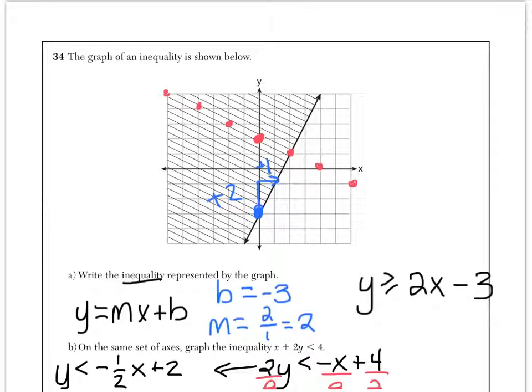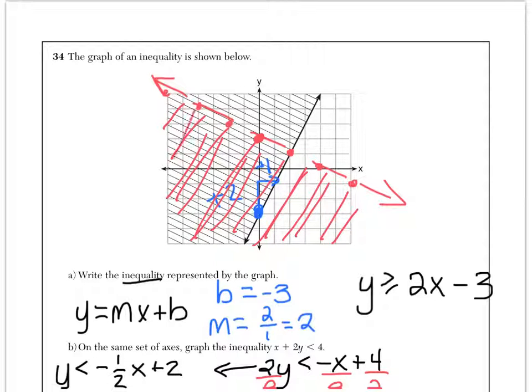Now some of you might have gotten your line going in the opposite direction, and that's because your slope should be negative and not positive, so just be careful. Then we are going to connect our points with a dashed line because we know that it can't equal y, and we also need to shade below because it is less than. We have a less than symbol, so less than means shade below.